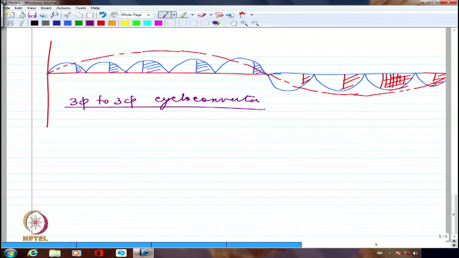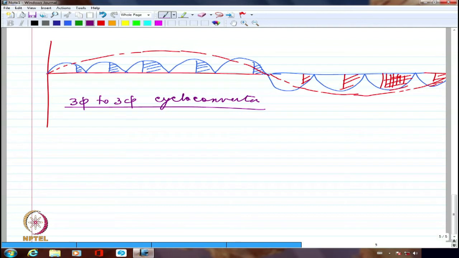If I want 3-phase half wave to 3-phase output cycloconverter, half wave requires 3 devices. 3-phase half wave requires 3 devices. P converter will require 3 devices. N converter will require 3 devices. So 6 devices per phase. And I want 3 phases at the output. Right? So which means 18 devices minimum I'll require if I want 3-phase half wave.